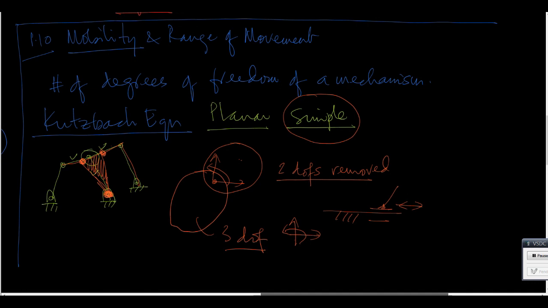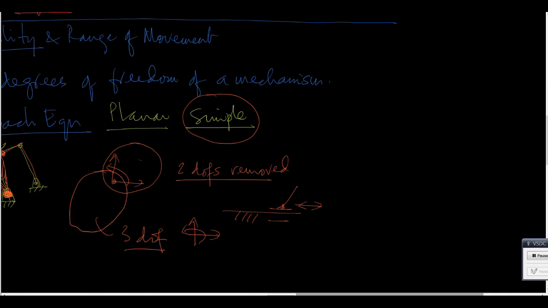Okay, so for such lower pairs, what we can write is this: the number of degrees of freedom is equal to 3 times n minus 1. N is the number of links, one is held fixed, all the others have 3 degrees of freedom, minus 2 times j, where j is the number of simple joints. Each joint removes 2 degrees of freedom. So that's your Kutzbach equation.